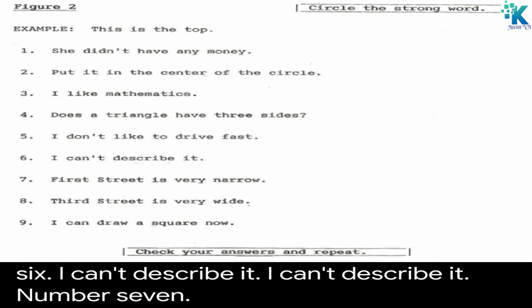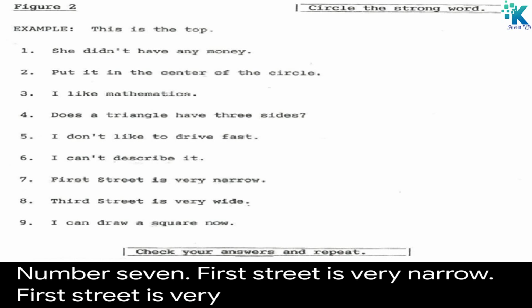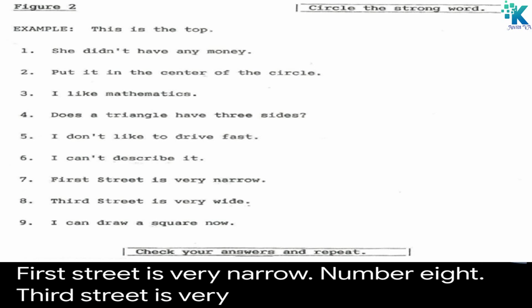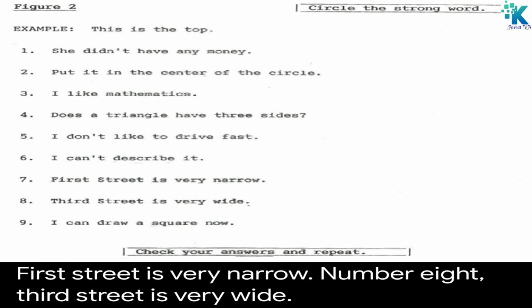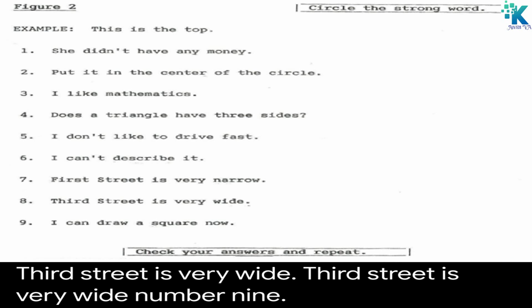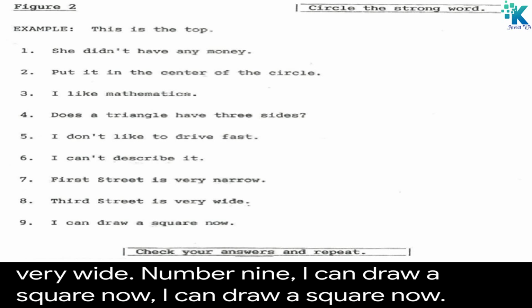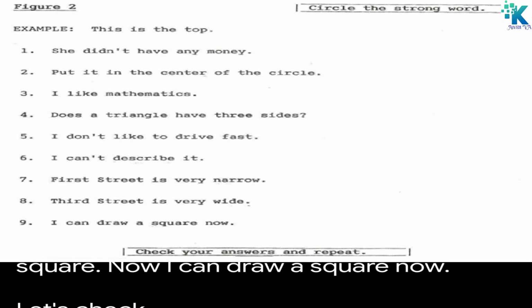Number 7. First Street is very narrow. Number 8. Third Street is very wide. Number 9. I can draw a square now. Let's check your answers.